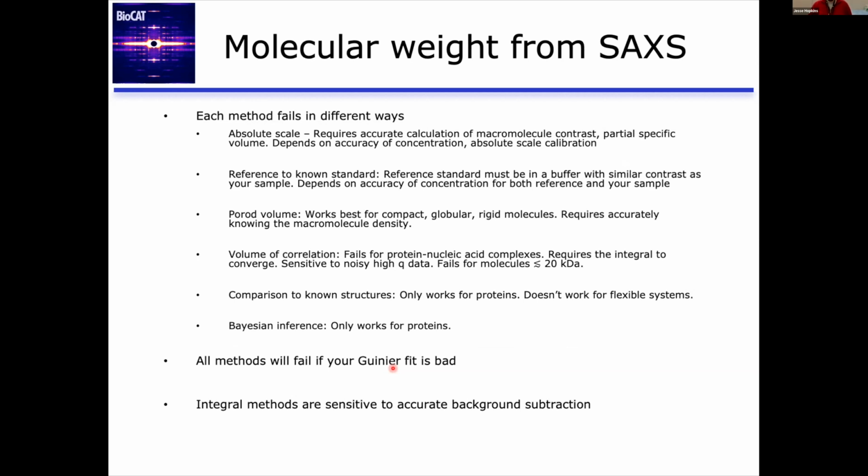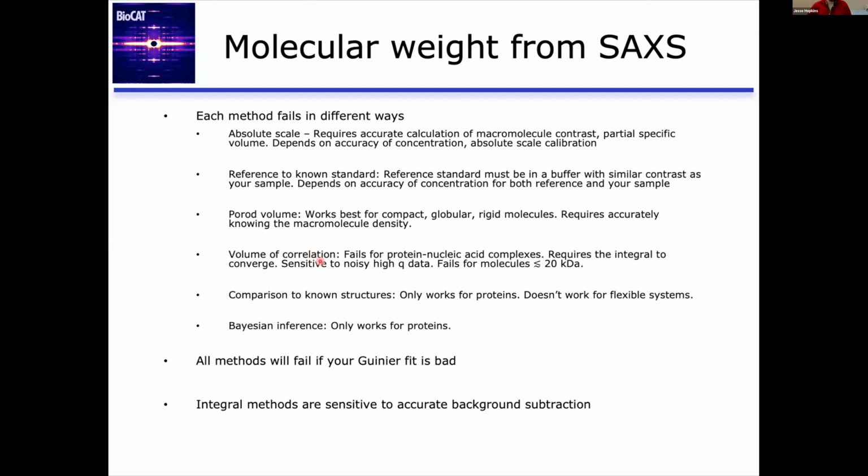So the absolute scaling method requires having an accurate calculation of macromolecular contrast, partial specific volume. It depends on an accurate concentration measurement and an accurate absolute scale calibration. The reference to known standard requires the reference standard and a similar buffer. You need an accurate concentration for both the reference and your sample. The Porod volume method works best for compact globular rigid macromolecules, and requires accurately known molecular density.